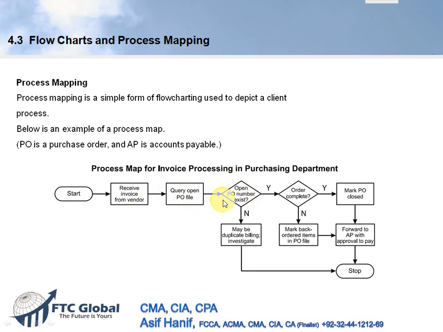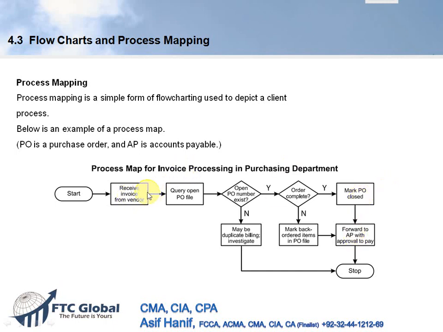I'm sure you would have seen it from the previous symbols in flowcharts. Open PO number exists? Yes. Okay. Order complete? Yes. It means that the invoice sent by the vendor and the corresponding goods have been received. Now it's the time to close this purchase order and forward it to the accounts payable department for payment. The vendor invoice and the purchased goods have been received, so it's time to pay.